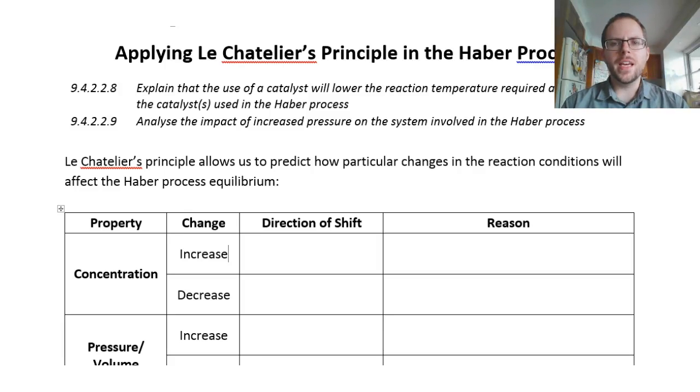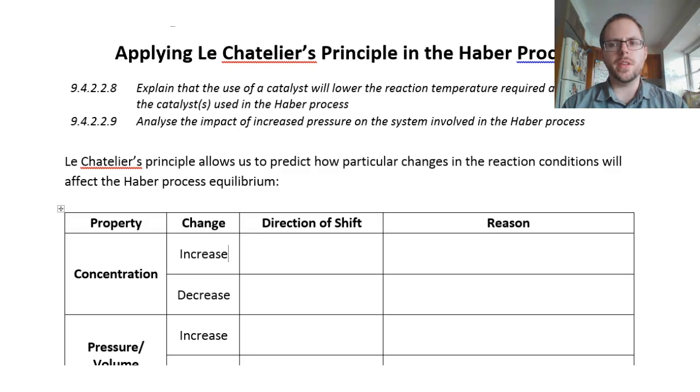Hi everyone. In this video we're going to be talking about applying Le Chatelier's principle in the Haber process. Looking at some of the aspects of Le Chatelier's principle that allow us to predict what's going to happen in the Haber process when we change certain variables. Just to remind you, Le Chatelier's principle says that an equilibrium system will shift to adjust to partially counteract a disturbance or a change that happens.